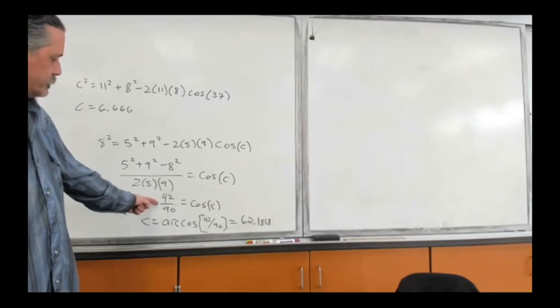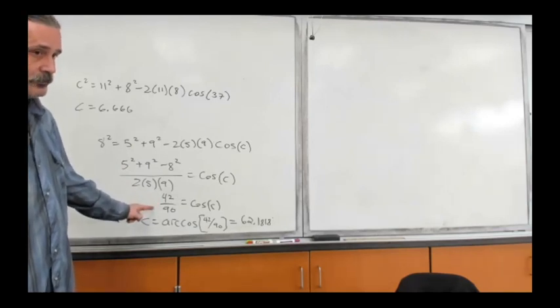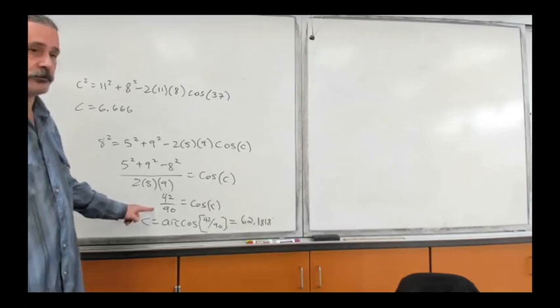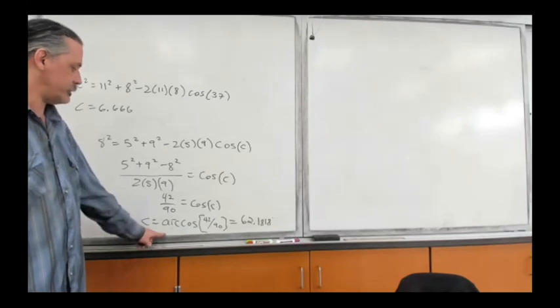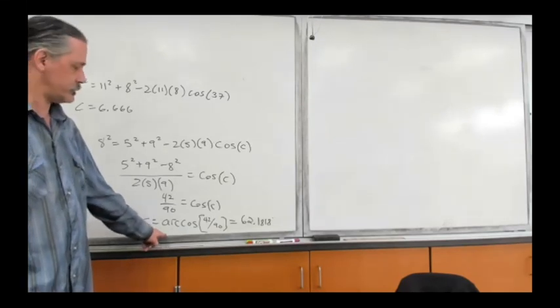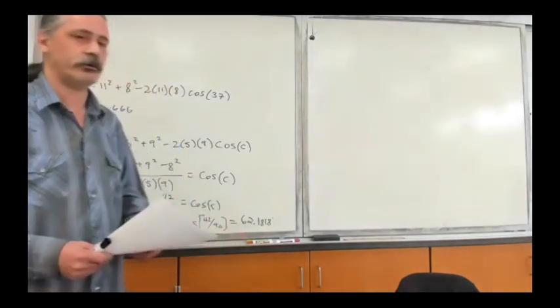If you do this, you should get the fraction 42 over 90, which is less than 1. So that means this triangle is possible, because if you get a cosine ratio greater than 1, then it's not possible. Okay, then you want to find the angle, so you take the arc cosine, and you should get this angle 62.1818.